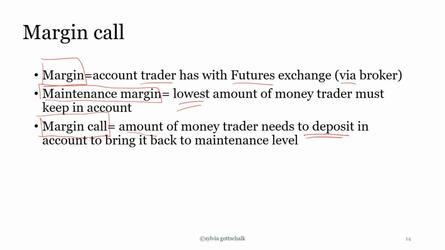So we have seen that the maintenance margin here was 3,000. The margin at the beginning of the exercise was 4,000. So it's clear that you will get a margin call when you lose $1,000.